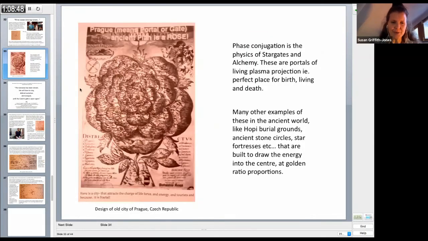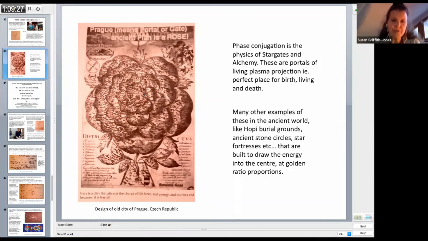So for example, you can see here, the ancient city of Prague was designed in this same phase conjugation shape, which is the physics of stargates and alchemy. These are portals of living plasma projection, i.e. a perfect place for birth, living, and death. There are many other examples of these in the ancient world, like Hopi burial grounds, ancient stone circles, star fortresses, etc., that are built to draw the energy into the center at golden ratio proportions.